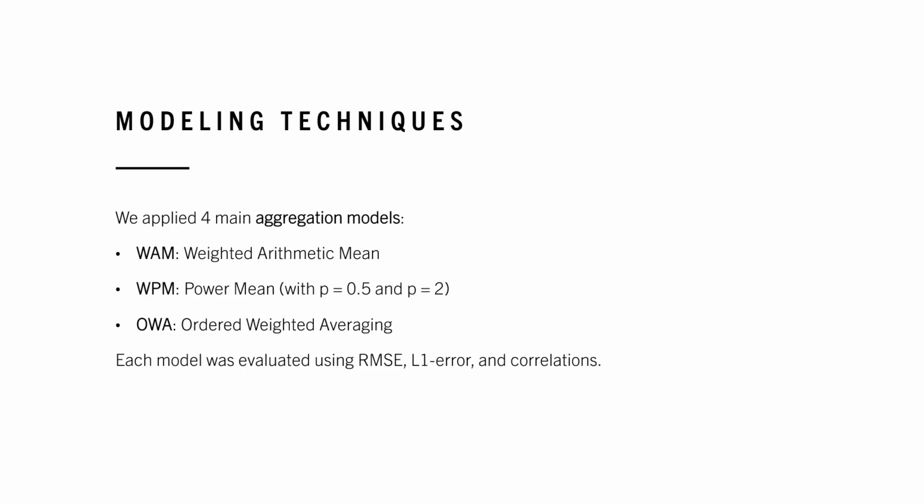So, for modeling techniques, we implemented 4 aggregation models. They are weighted arithmetic mean, which is WAM, and weighted power mean, which is WPM, with P equal to 0.5 and P equal to 2, and ordered weighted averaging, which is OWA, and each was tested for accuracy using RMSE and correlation.